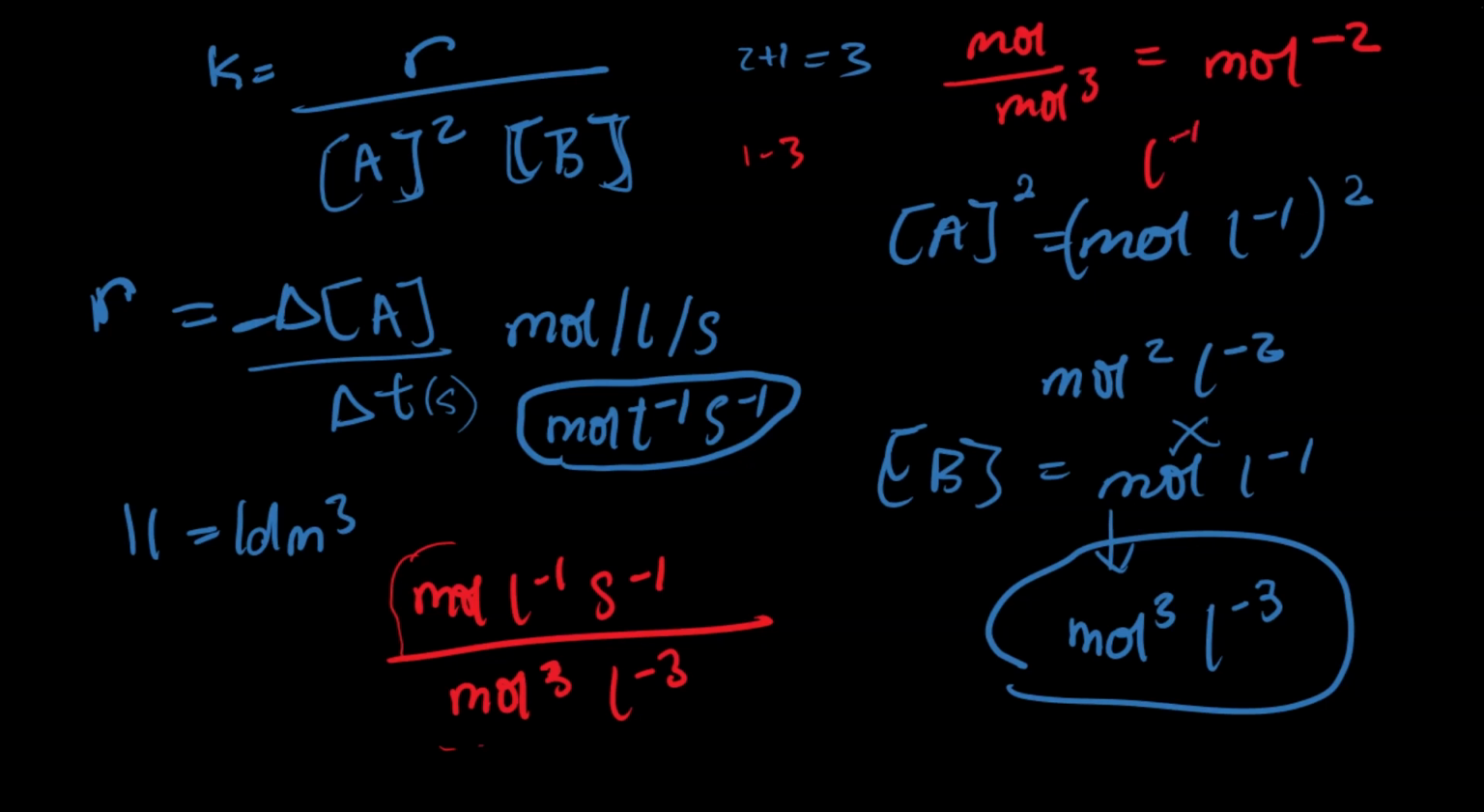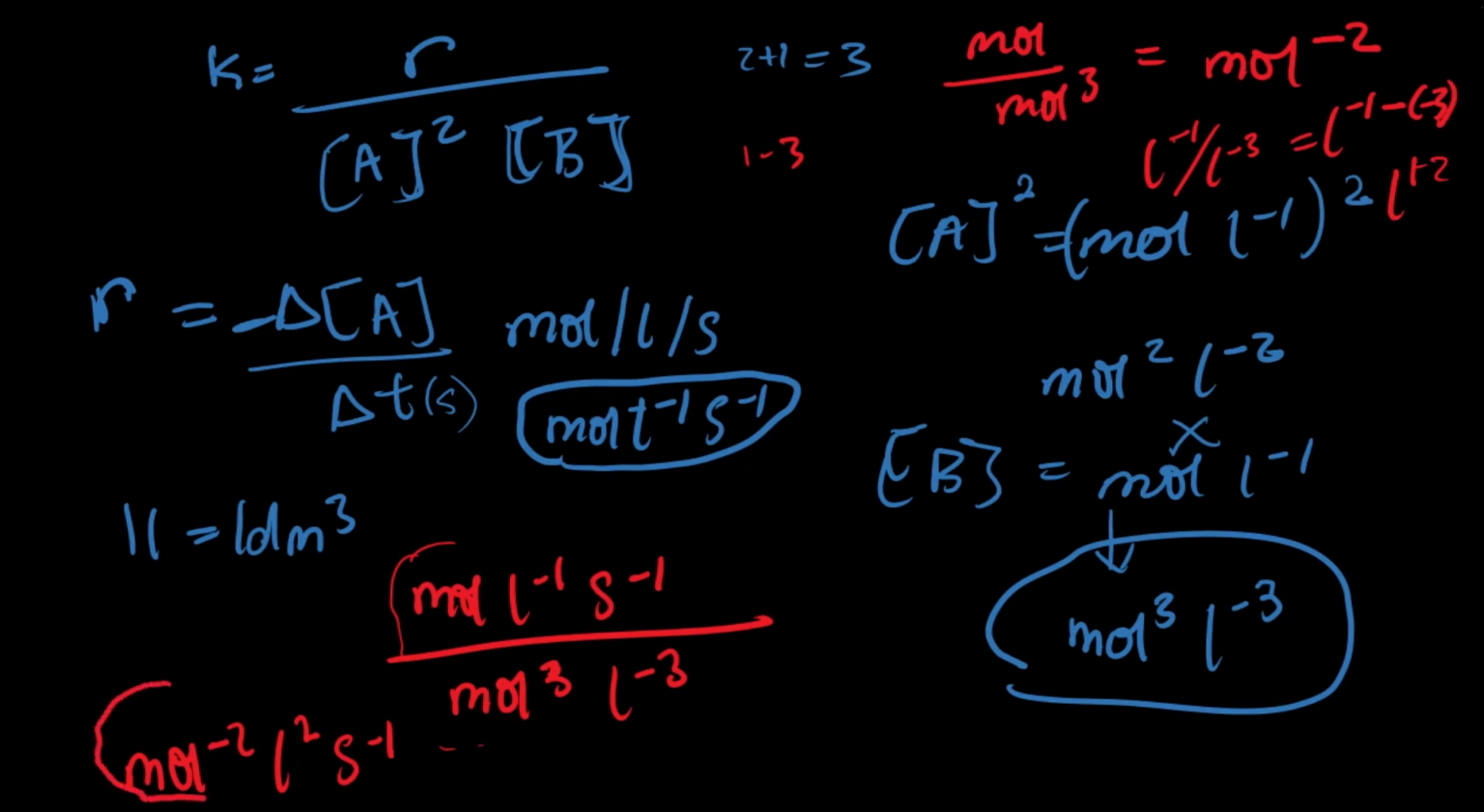For liters, we would have L to the power of -1 divided by L to the power of -3. This would be L to the -1 minus -3. By the rules of exponents, when you're dividing, you subtract the exponents. So this is going to become +2 for L. Now we have moles to the power of -2, liters squared, and per second. There's no second in the denominator, so per second would remain the same. This is the unit for K that we derived.